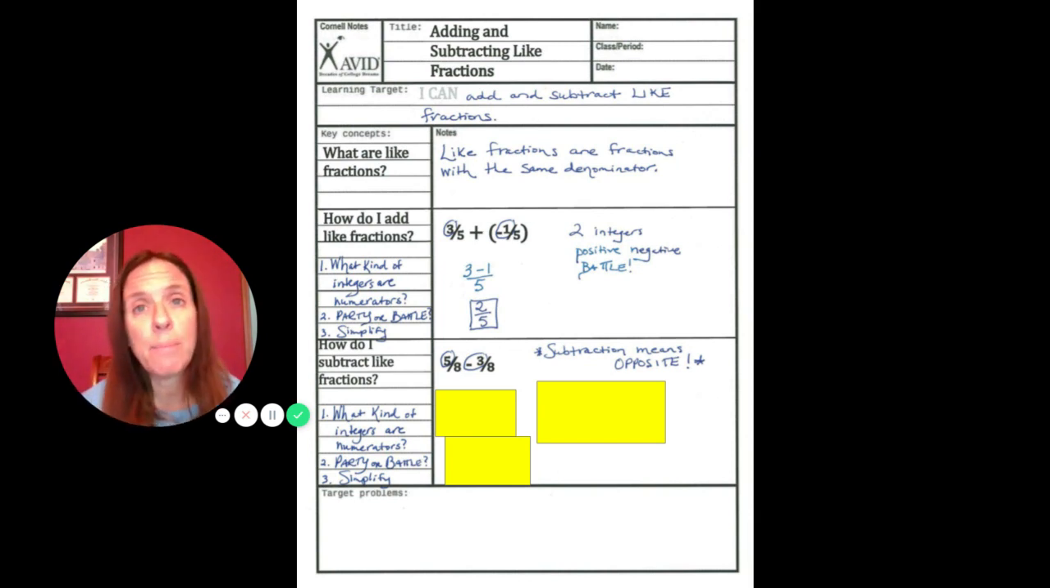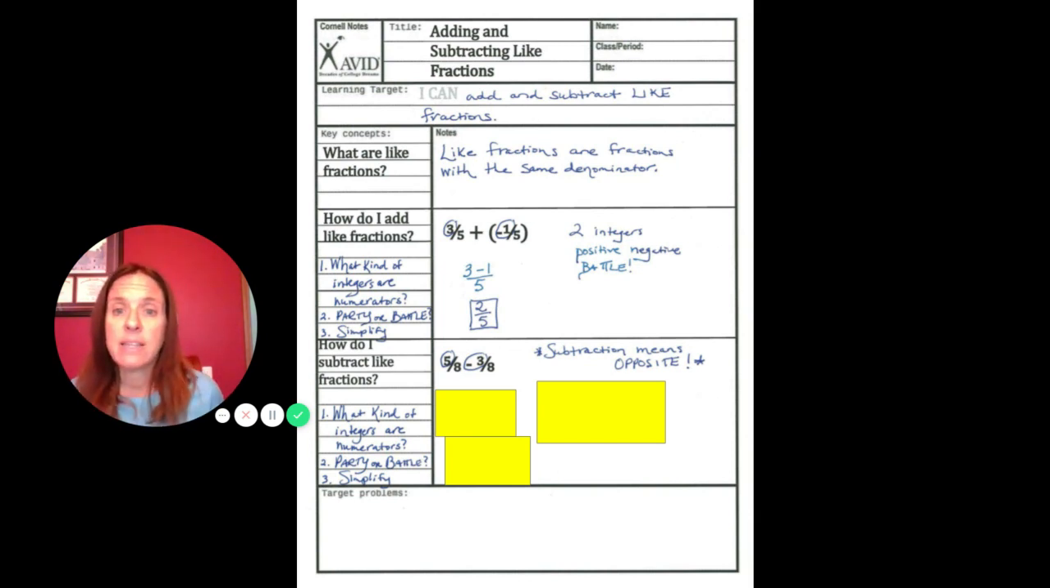So our first example here is 5/8 opposite 3/8. I circle my 5 and I circle opposite 3. What's the opposite of 3? That would be a -3. So we have 2 integers. One's positive and one's negative. It becomes a battle.